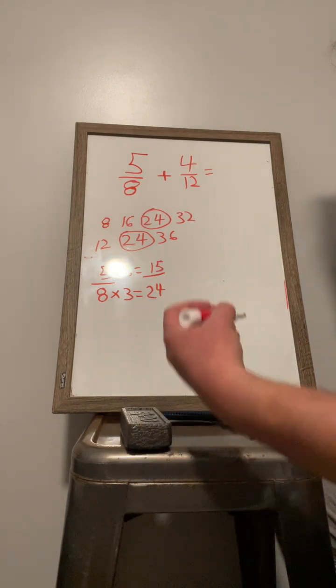Now 4/12. I have to convert that. So I counted by 12 twice to get to 24. So 12 times 2 equals 24. When I do the denominator, I've got to do the numerator. So 4 times 2 equals 8.